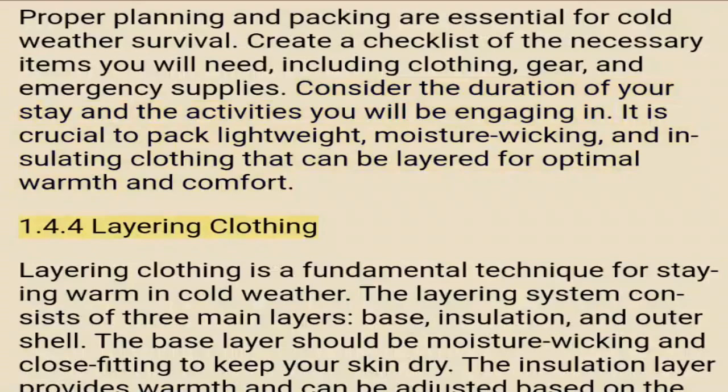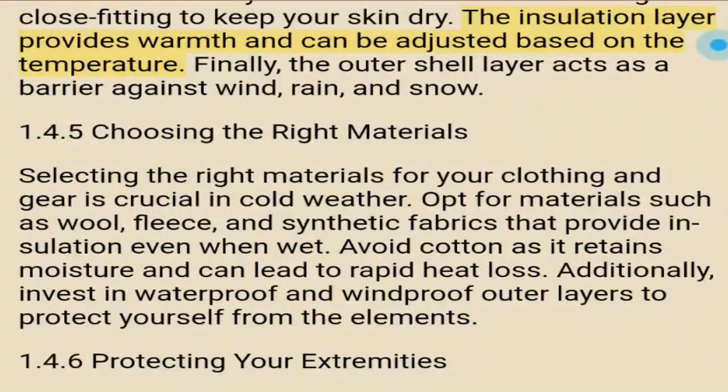1.4.4 Layering clothing. Layering clothing is a fundamental technique for staying warm in cold weather. The layering system consists of three main layers: base, insulation, and outer shell. The base layer should be moisture-wicking and close-fitting to keep your skin dry. The insulation layer provides warmth and can be adjusted based on the temperature. Finally, the outer shell layer acts as a barrier against wind, rain, and snow.